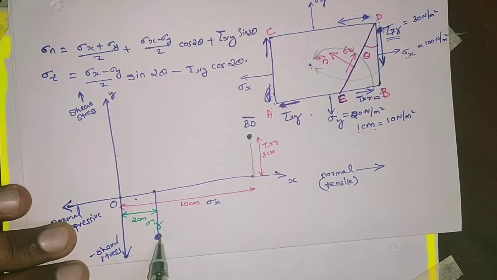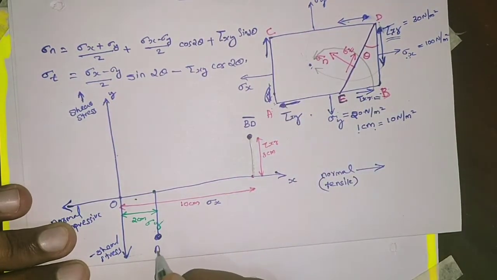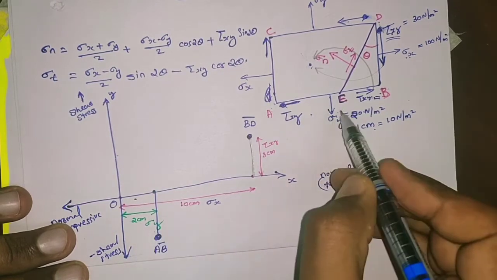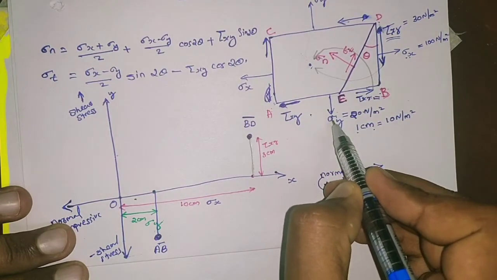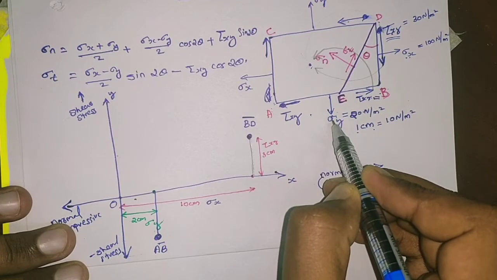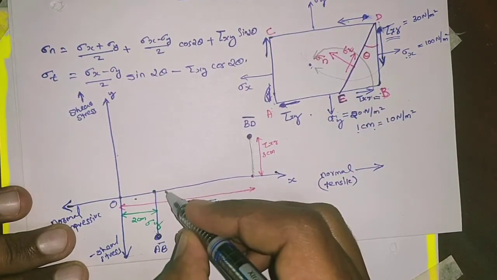This point represents plane AB, because at this point, what is the normal stress? This is the normal stress, equal to sigma y. Sigma y is the normal stress acting on AB. And what is the shear stress? The shear stress is equal to tau xy. This is tau xy.